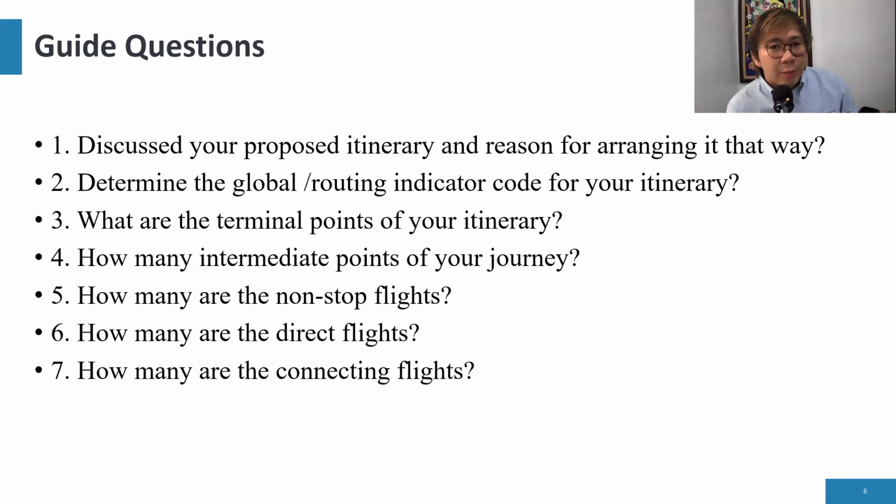Okay. Determine the global routing indicator code for your particular itinerary. For this, you can either determine the routing indicator based on the whole leg or whole journey from your terminal points, or you can use it per specific leg or per specific segment if you want. So either way, you can have it as a whole or as a specific segment. Okay, depends upon you.